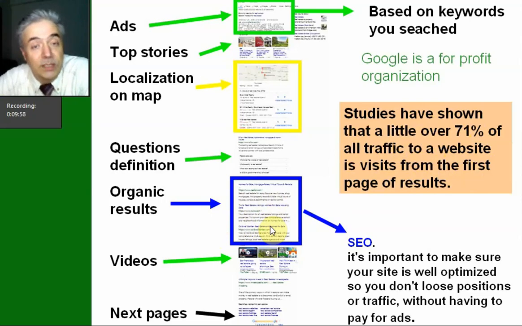And SEO is a practice that helps you to show up on the first page. And then here are the videos about the search that you did, and also here at the end of the page, there are other pages, right? SEO is important. It is important to make sure your website is well optimized so you don't lose positions or traffic without having to pay for ads. So if you show up here, it is because you're doing a good job promoting your website without ads. You're doing the best practices.